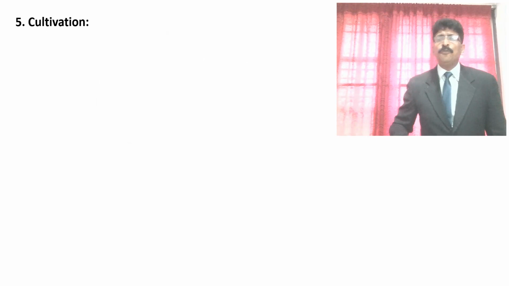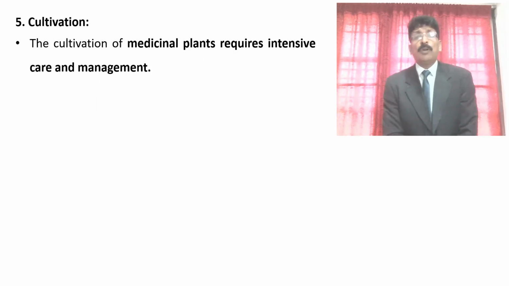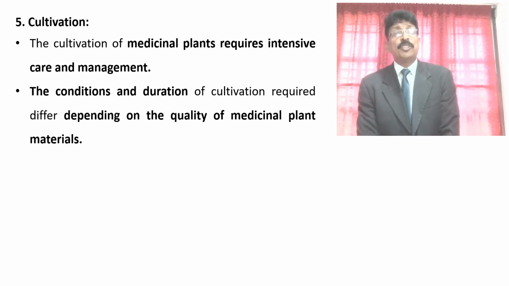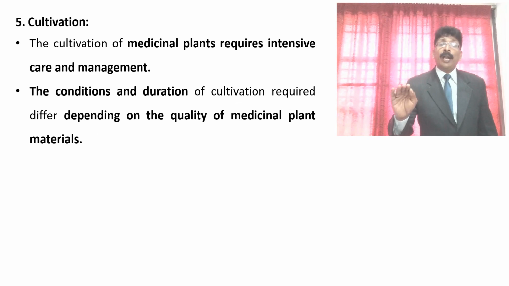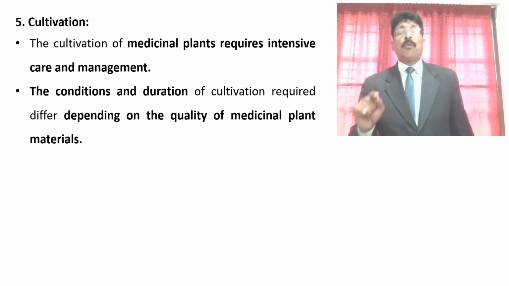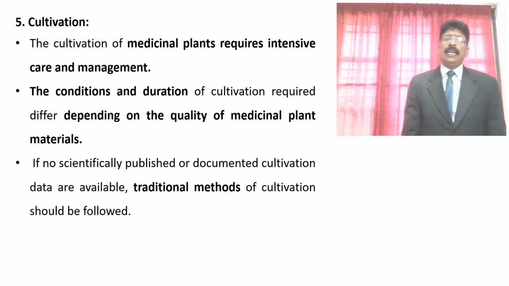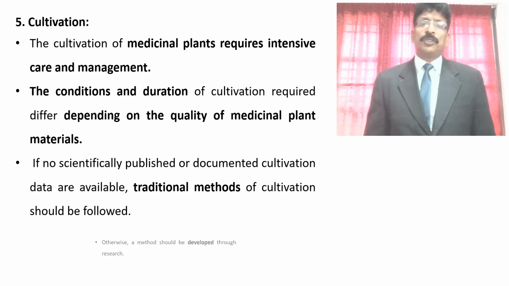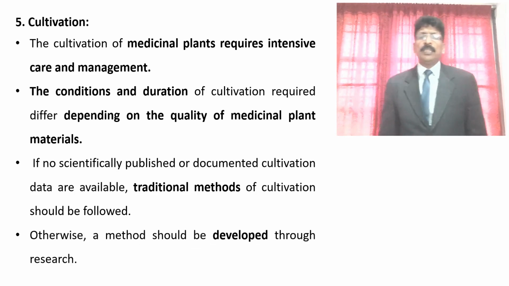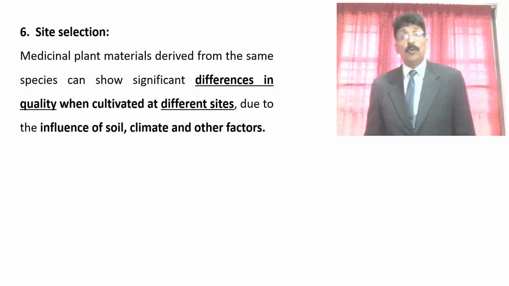Now the fifth one is cultivation. The cultivation of medicinal plants requires intensive care and management. The condition and the duration of the cultivation required differs depending on the quality of the medicinal plant material. If no scientifically published or documented cultivation data are available, traditional methods of cultivation should be followed. Otherwise, a method should be developed through research. Number 6, site selection. Where you want to select.